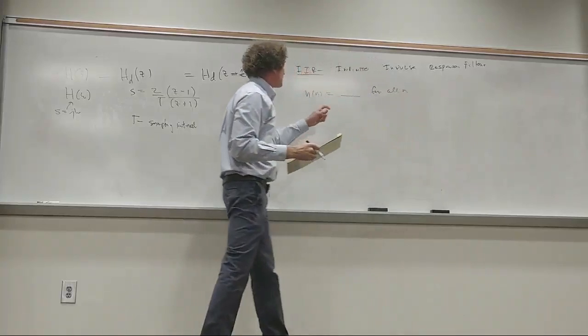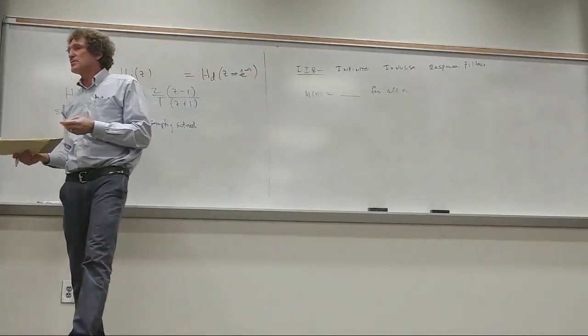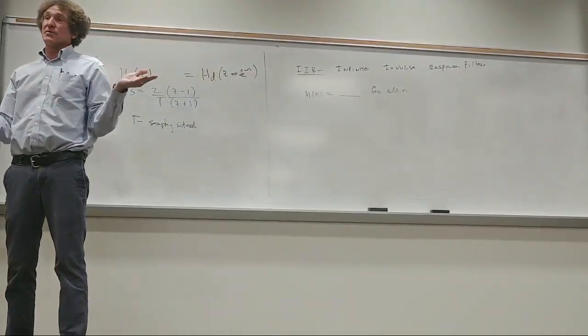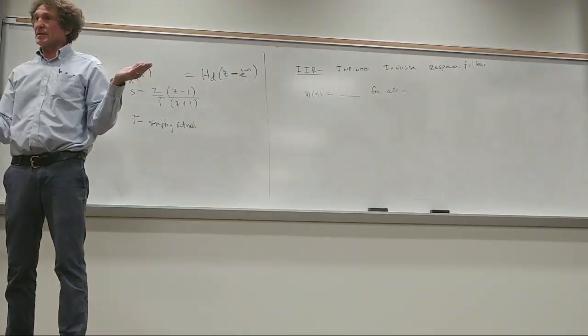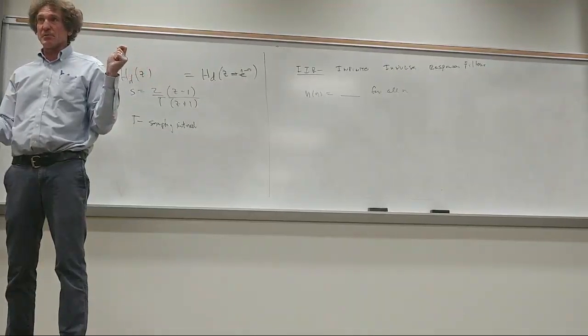So even as n goes to infinity, an infinite impulse response filter will have some value. It may be tending towards 0, but it'll have a value. That's an infinite impulse response filter. Are you with me on this, class?